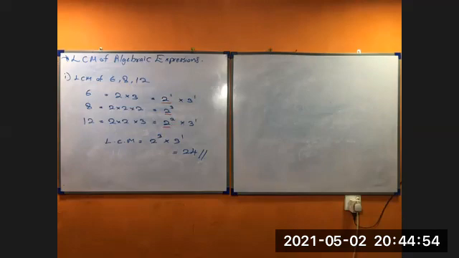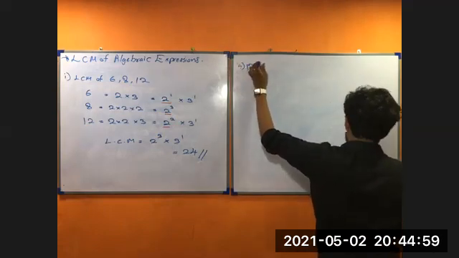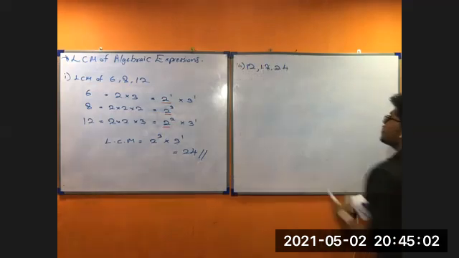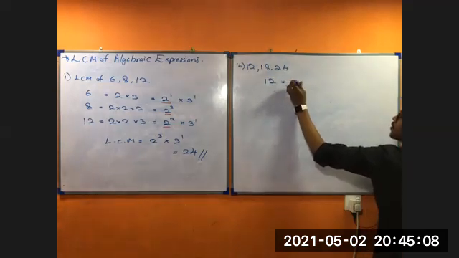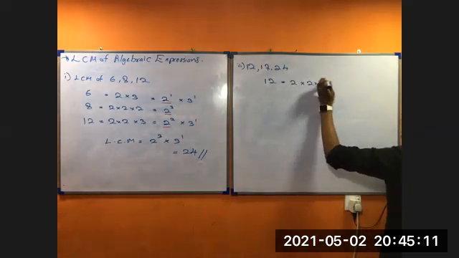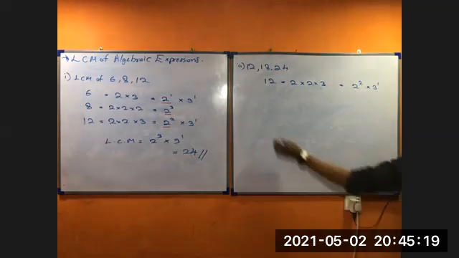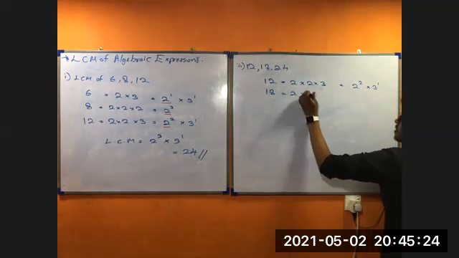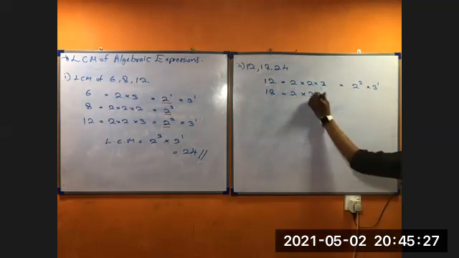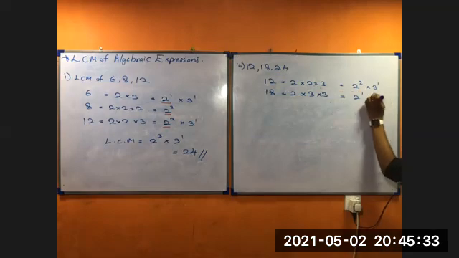So let's do another example with numbers. Let's say we have 12, 18, and 24. 12 you can write as 2 times 2 times 3. So that is 2 to the power 2 times 3 to the power 1. Then 18, you can write 2 times 3, 6 times 3. So that is 2 to the power 1 multiplied by 3 to the power 2.